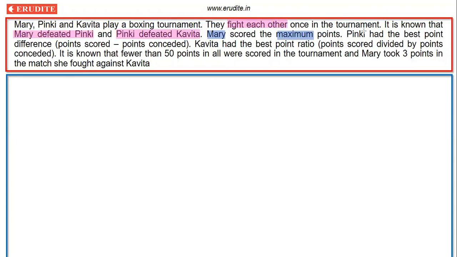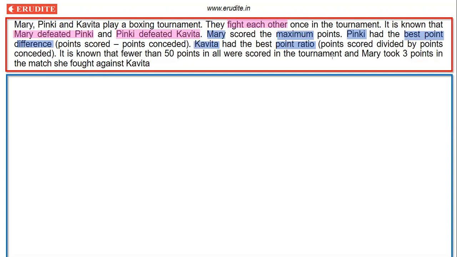Pinky had the best point difference. This is another important part. Point difference means points scored minus points conceded. Kavita had the best point ratio. This is another one, point ratio, wherever points scored divided by total points.